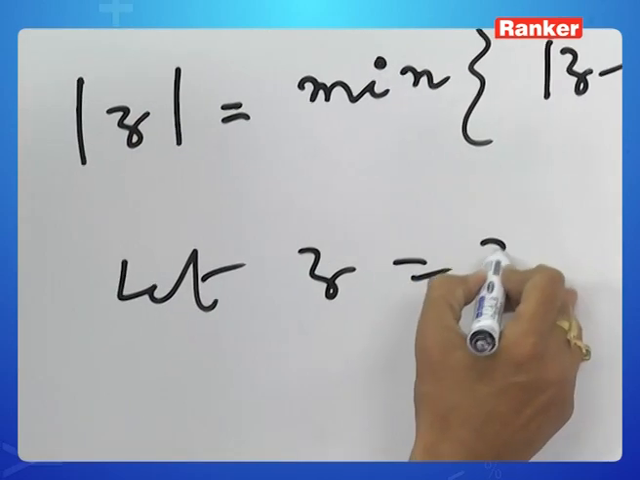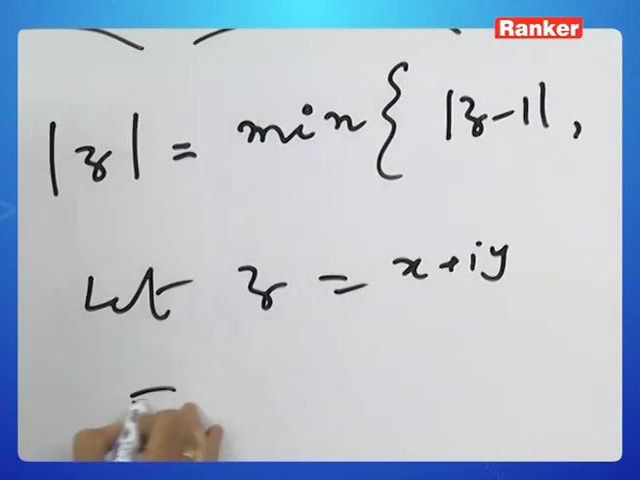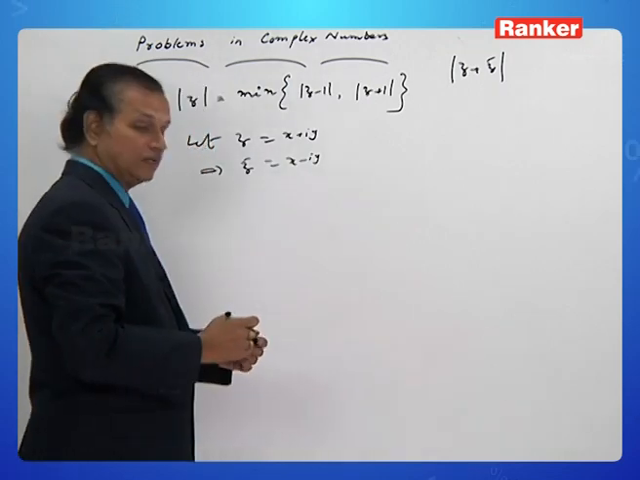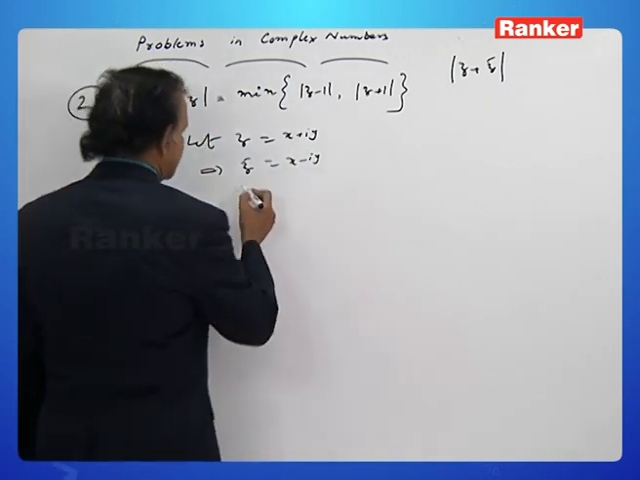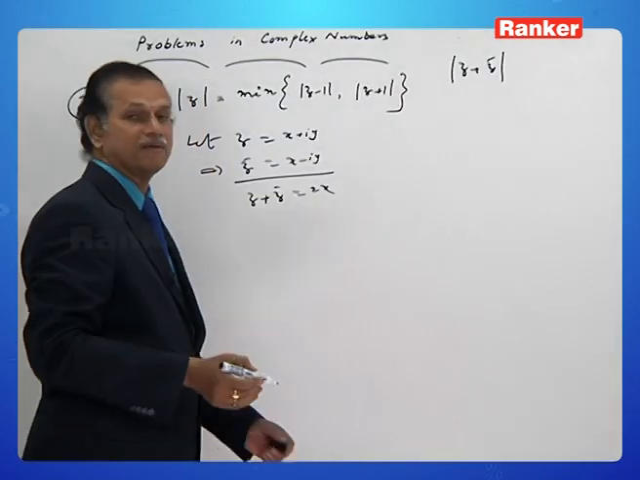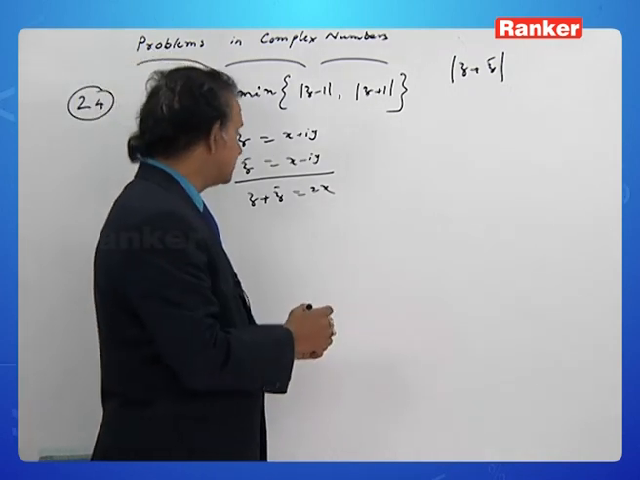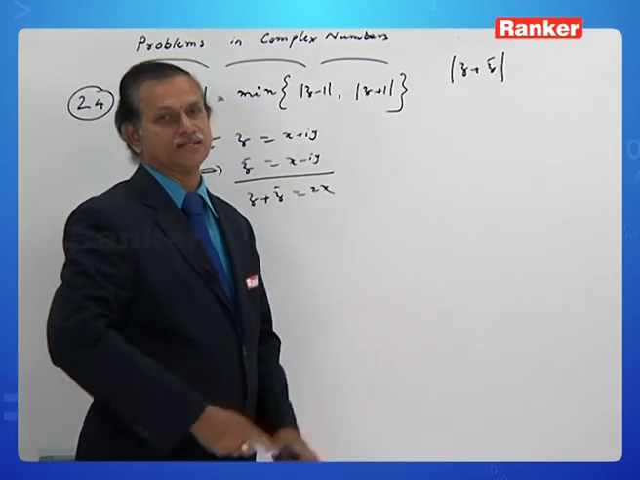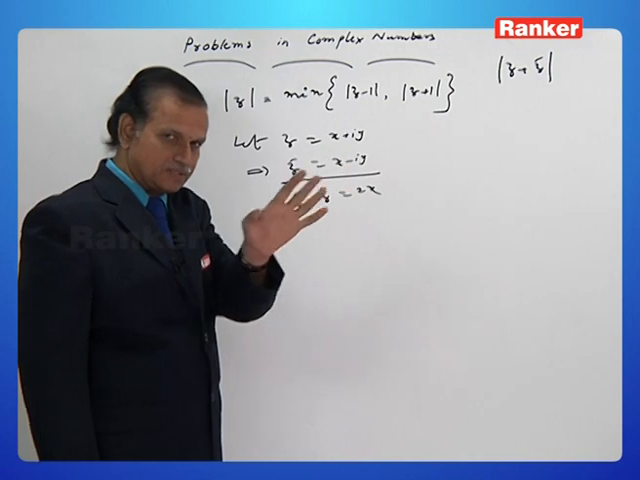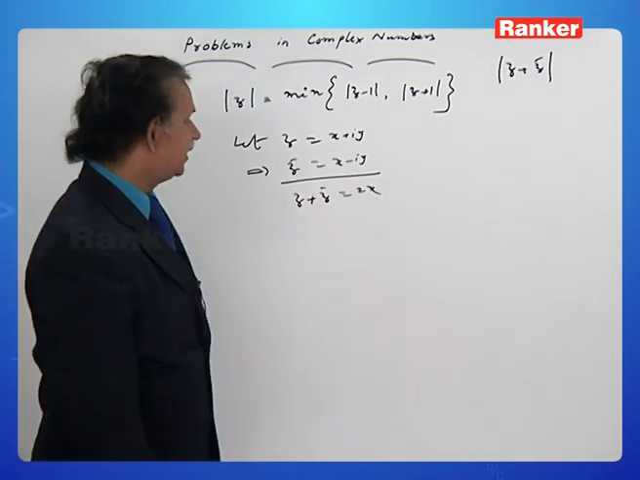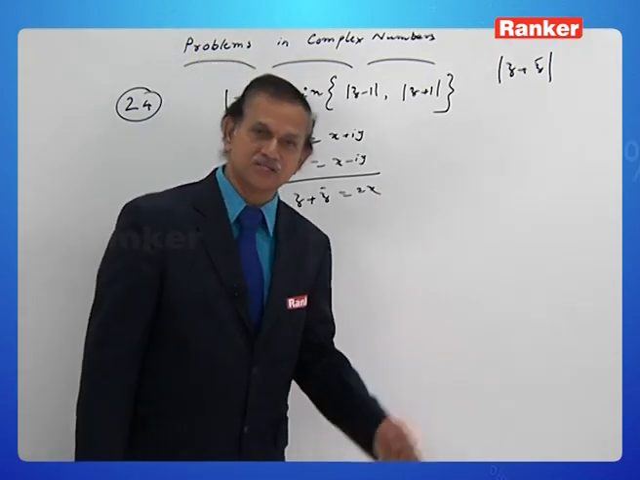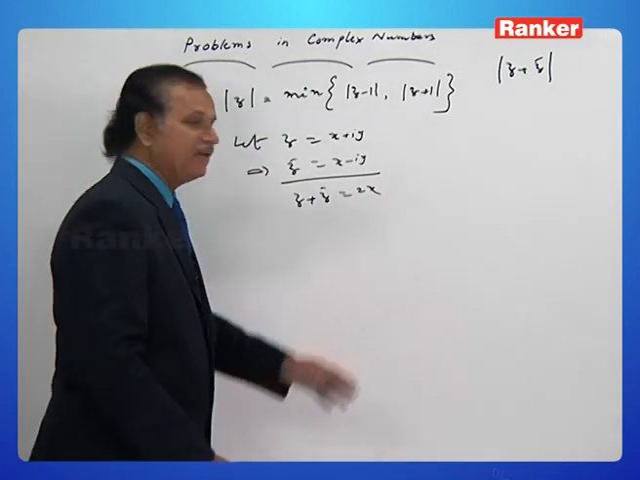Let z be equal to x plus iy, which implies z bar is equal to x minus iy. We can easily recollect that z plus z bar is 2x, that is 2 into real part of z. And of course z minus z bar is 2iy, that is 2i into imaginary part of z. Of course here we are interested in z plus z bar only. That is why in the beginning itself we could have got z plus z bar as a rough estimate, that is 2x.